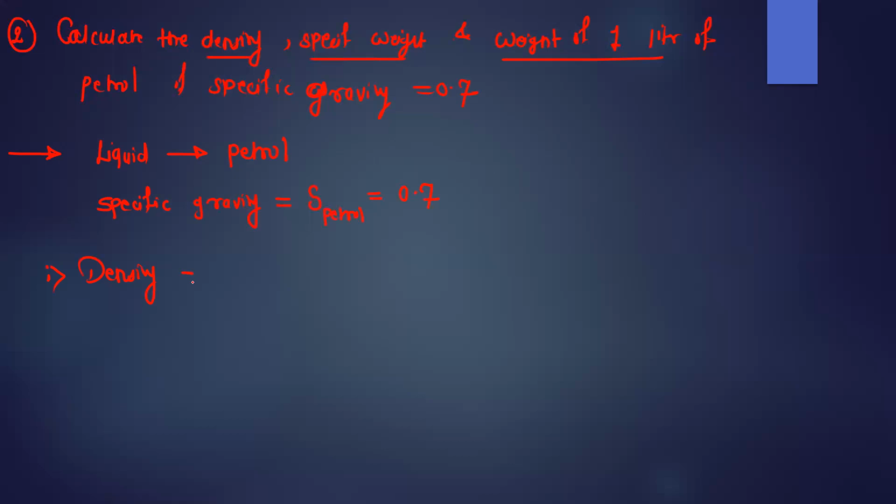So density is equal to mass upon volume. The volume is given here. So this is equal to 1 liter, which is equal to 10 to the power minus 3 meter cube. Now mass is not directly given. But what is given? Specific gravity is given. So you can use the formula for specific gravity.